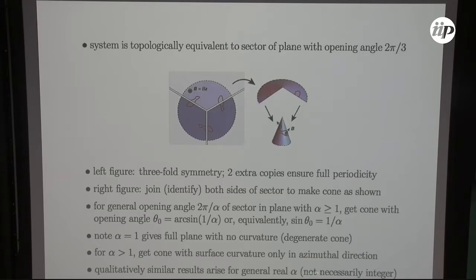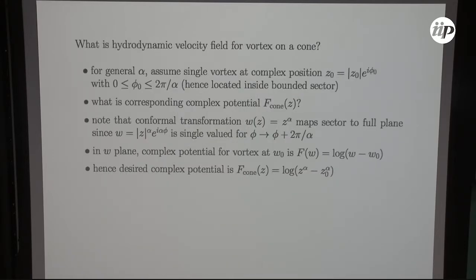So I'm just going to consider a general alpha and show you how that works. What is the hydrodynamic velocity for a point vortex on a film on a cone? Well, we start with a sector, 2 pi over alpha. You put a vortex somewhere inside in this angular range, and you have to ask, what is the complex potential? Well, what you need is a conformal mapping from a sector to the whole plane.